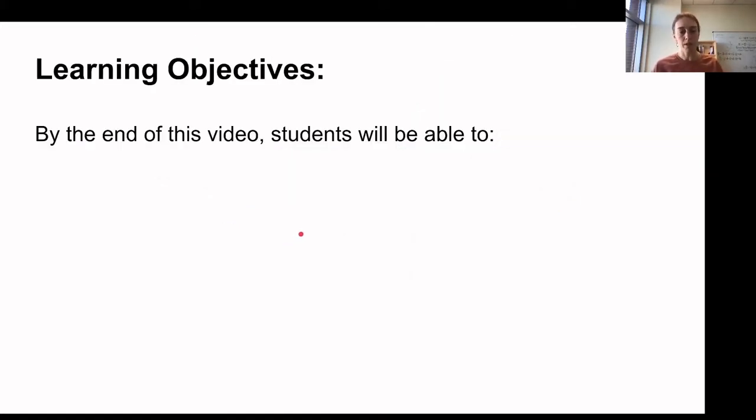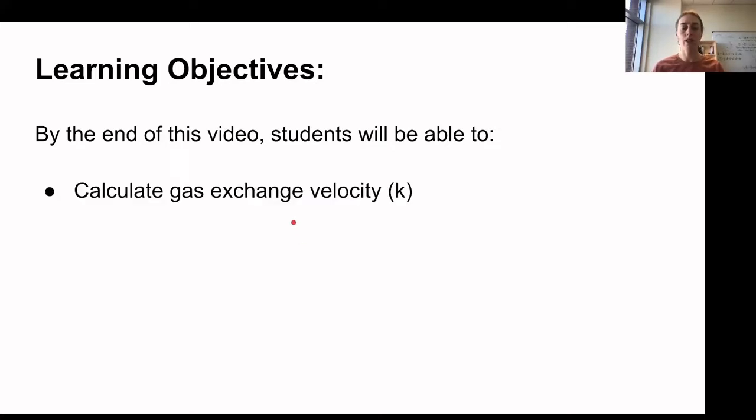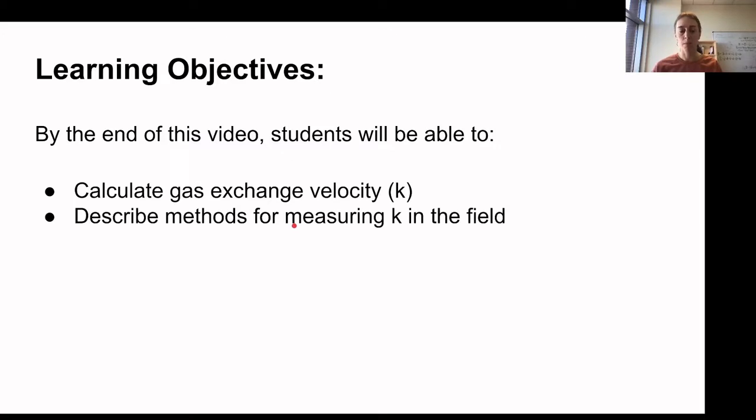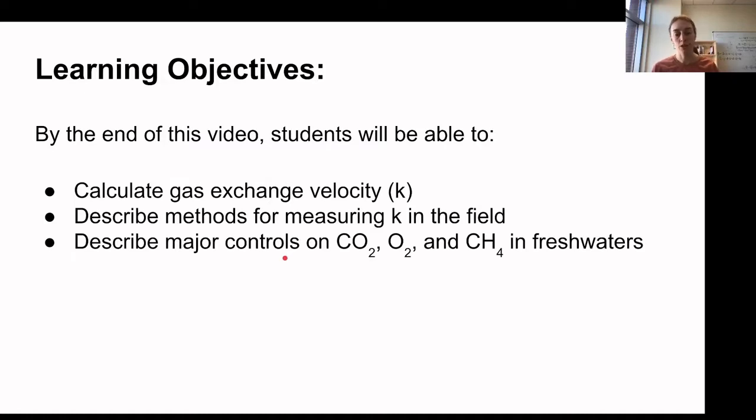So for our learning objectives today, by the end of this video, students will be able to calculate gas exchange velocity, K, describe methods for measuring K in the field, and describe major controls on CO2, O2, and CH4, methane, in freshwaters.